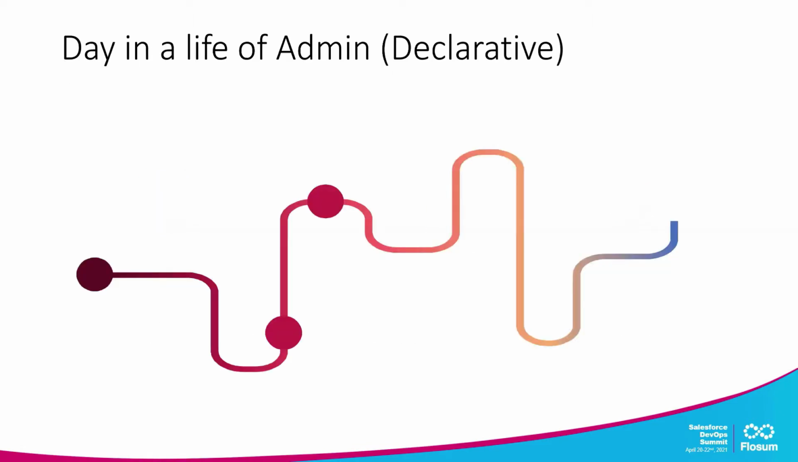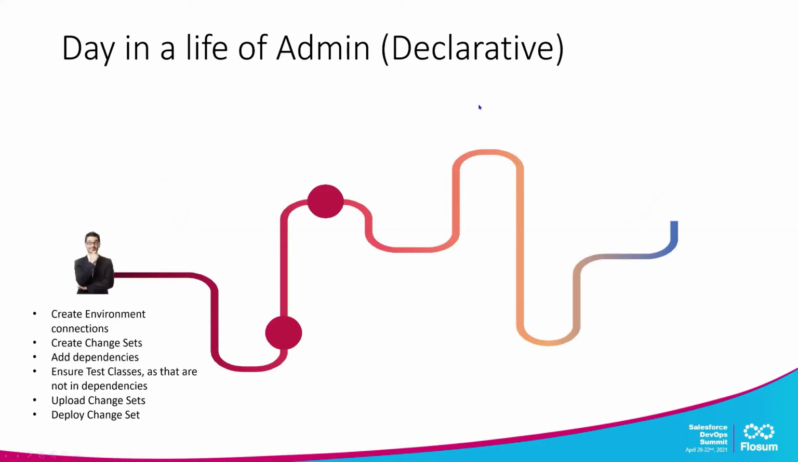To start this off, we'd really like to look at the day in the life of an admin from a declarative delivery or a declarative deployment perspective. So we start the process off where we create the environment connection. So we've got our dev or our UAT connected to production, and we're getting ready to do that. We've created our change sets. We've clicked the button to do all of the dependencies.